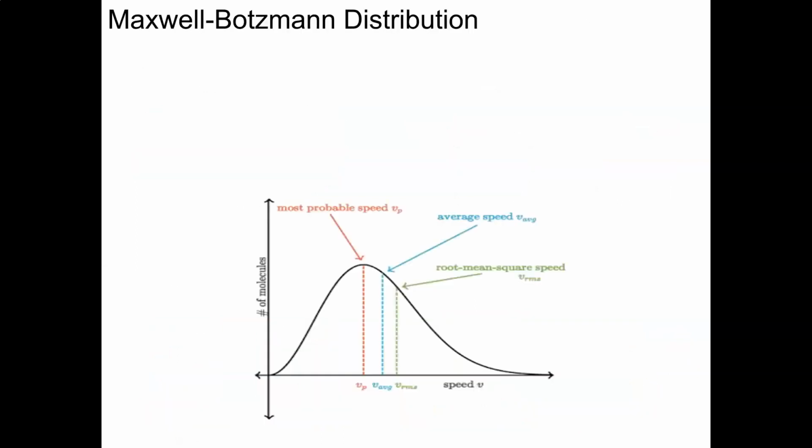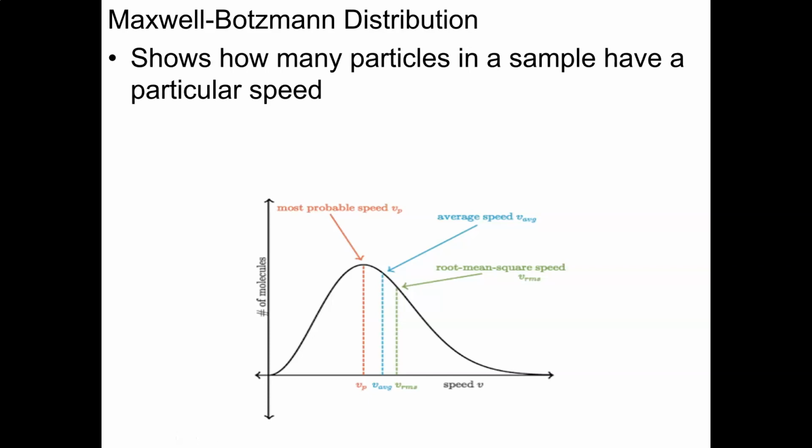Maxwell-Boltzmann distribution is basically a graph that shows how many particles in a sample have a particular speed. You'll need to understand how to use it. And the way you want to interpret it, the y-axis tells you the number of molecules, the x-axis tells you the speed. So the average, or the most probable speed, is here.